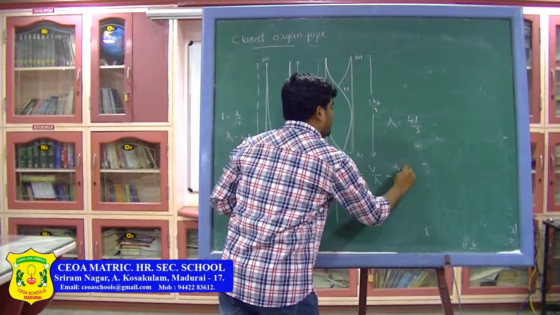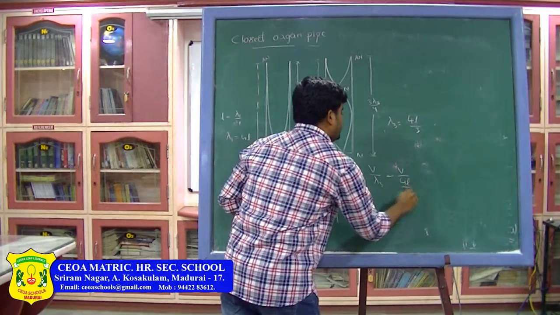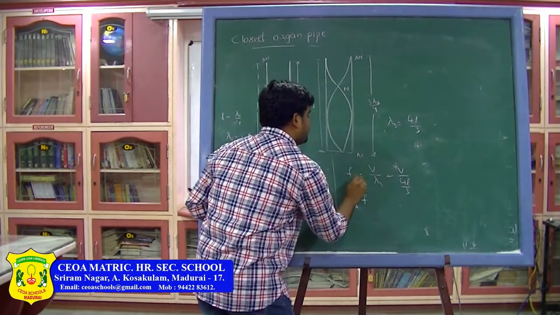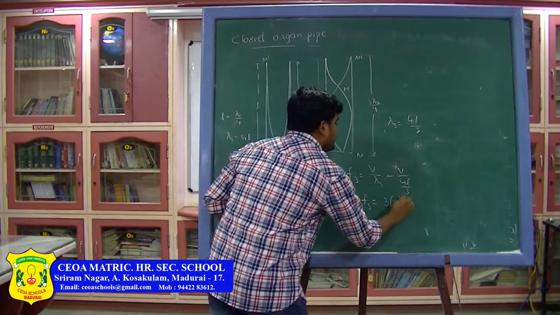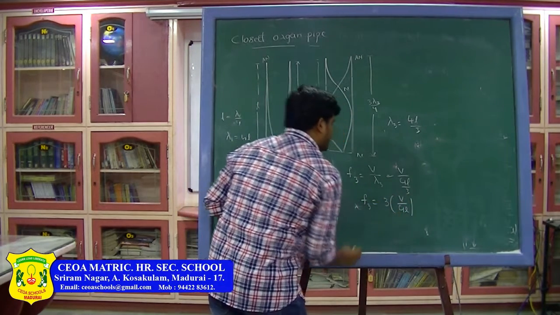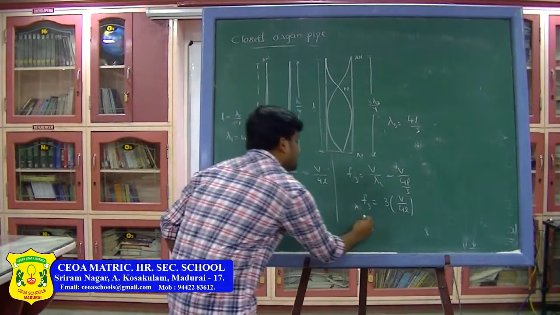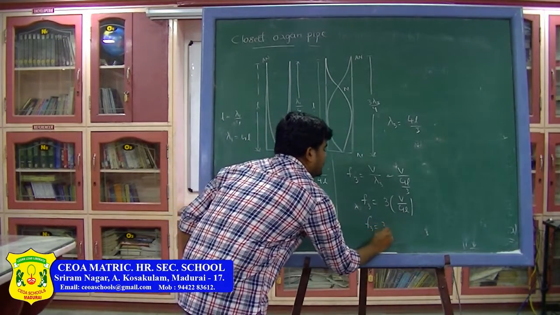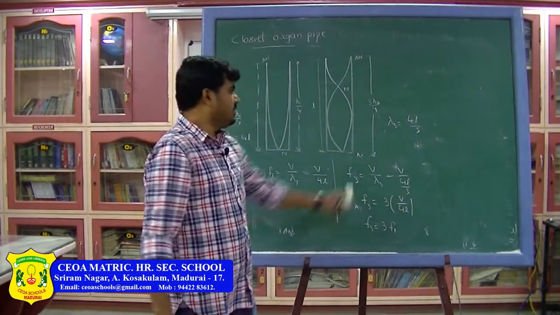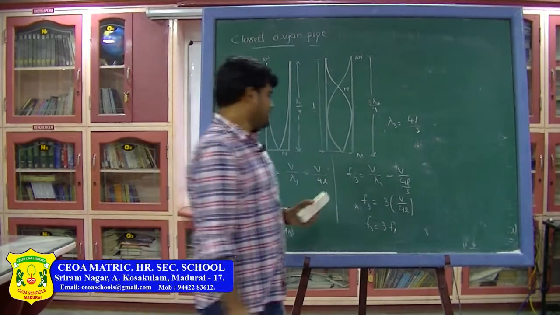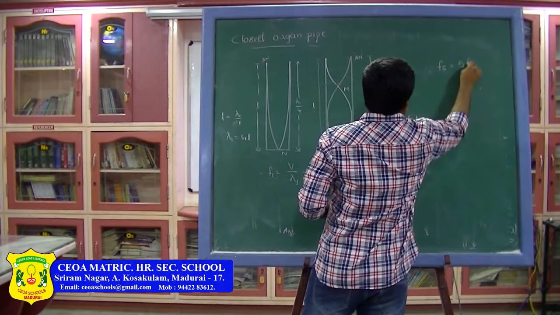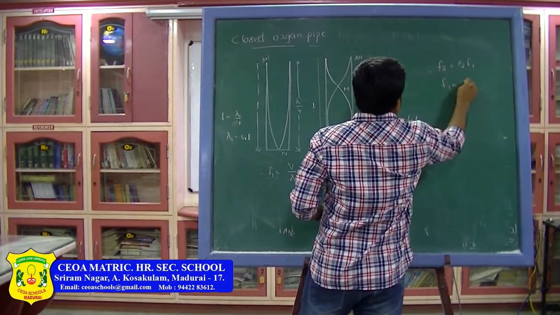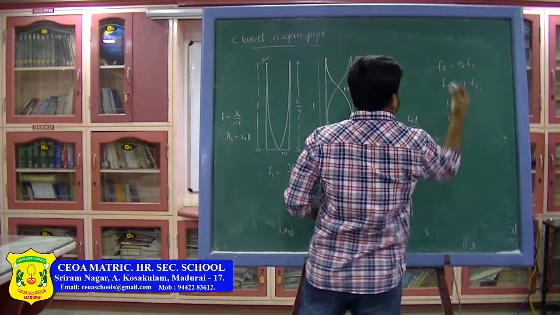Therefore, V divided by 4L by 3, so let me write it as 3. F3 is equal to 3 into V divided by 4L. So, this is F3, and F3 is equal to 3 times F1. Similarly, the next frequency we can get is F5, that will be 5 F1, and F7 that will be 7 F1 and so on.